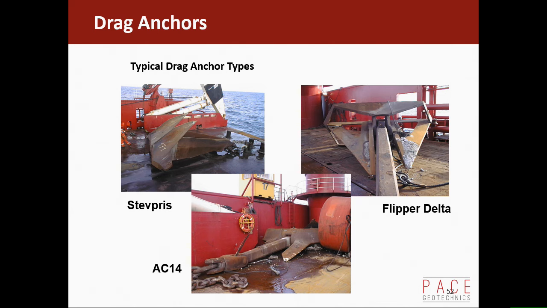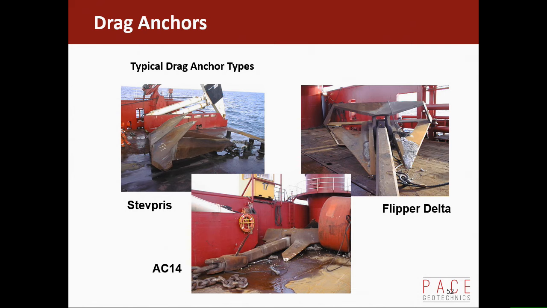So there's some anchors. That's a Stevpris. That's actually lying on its back, so they're the fluke tips that would be penetrated into the seabed. And that's a Flipper Delta. Both of them are designed such that if it's in a soil, the soil will pass through the anchor. So if you look, they're thin plates, and give quite a high rigidity, but they've got a big gap in them, so the anchor will actually penetrate deep. The soil will pass through there, and that will pull the anchor into the seabed.